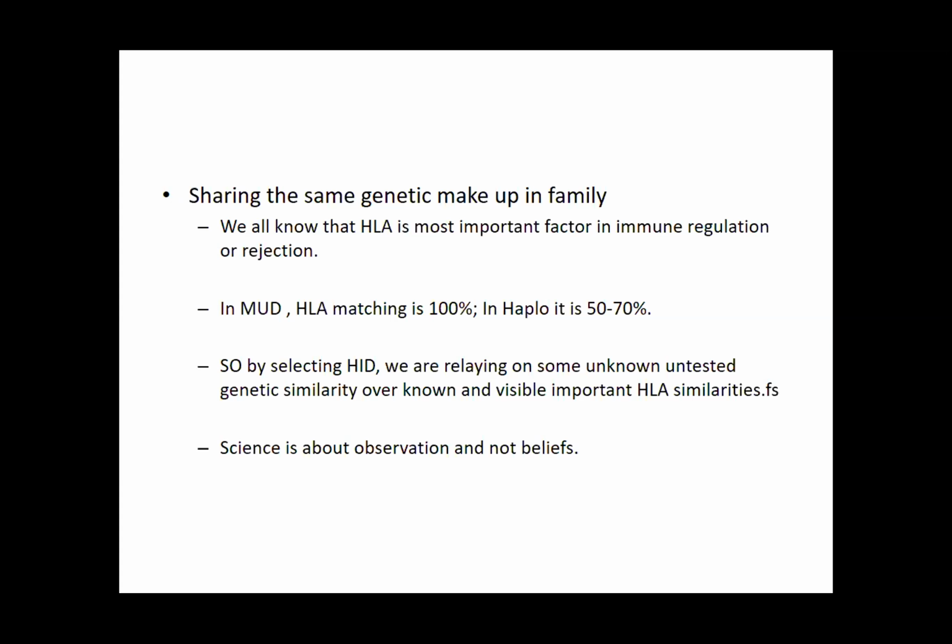The next argument is usually that the patient has the same genetic makeup in the family, so the rejection chances might be rare. But we all know that HLA is particularly the most important factor in immune regulation or rejection. In MUD, the HLA matching is 100%, while in haplo, it is around 50 to 70%. So if you select the haplo, we are actually relying on some unknown, untested genetic similarity over the known, visible, and most important HLA similarities. And I would say the science is more about observation rather than our belief in making and matching.